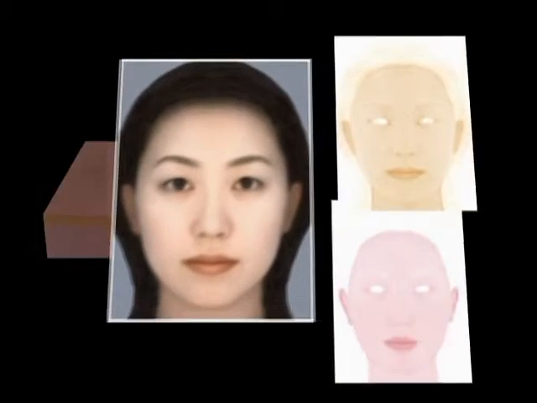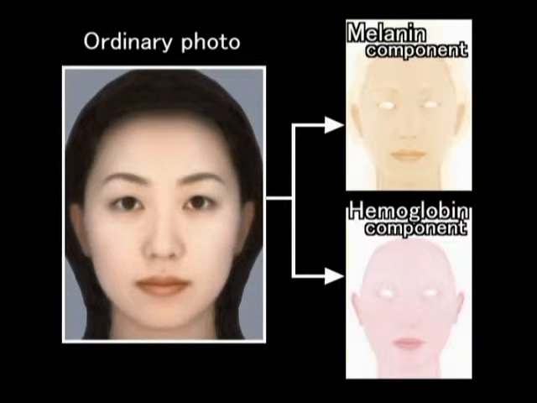Image-based skin color and texture analysis synthesis technology is the product of the fusion of the latest dermatological research and information and image sciences. With this technology, it is now possible to isolate and extract the pigment component distribution data, which make up skin color, and use that data to synthesize skin colors.